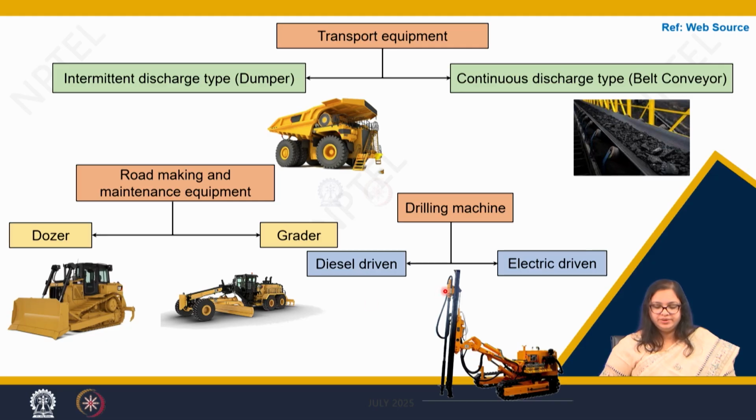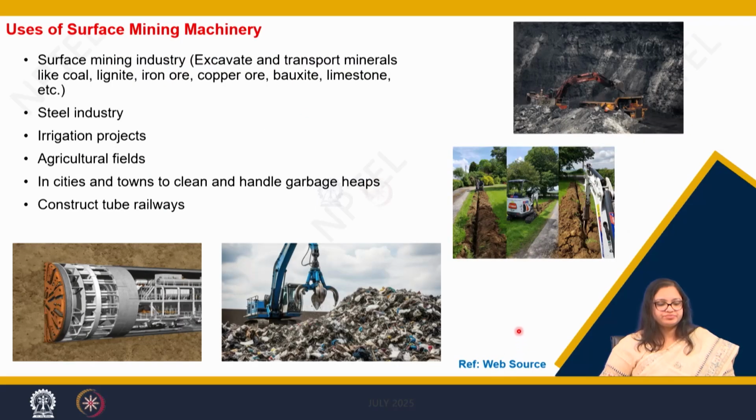The fourth category of the surface mining machinery is the drilling machines. In drilling machines, again we have diesel driven and electric driven. In all of the other categories, that is road making, transport or excavating, we have mechanical ones, that is diesel driven, and the electrical ones, which are electric driven. So this is how a drilling machine looks.